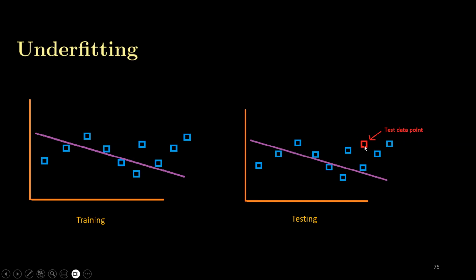So here is our test data point, and we can see that the model is not paying any attention to this point. In that case, our testing accuracy or testing prediction will also be poor. So an underfit model performs poorly both during the training time and the testing time.